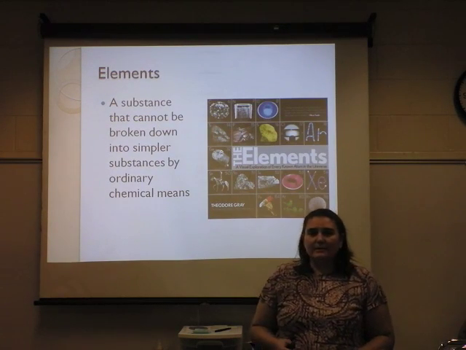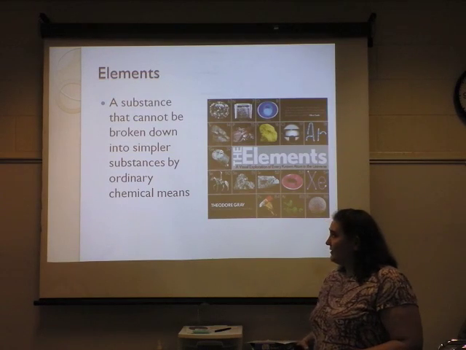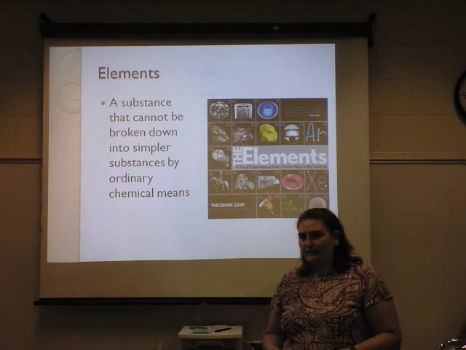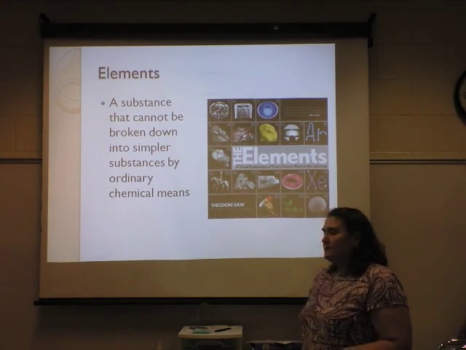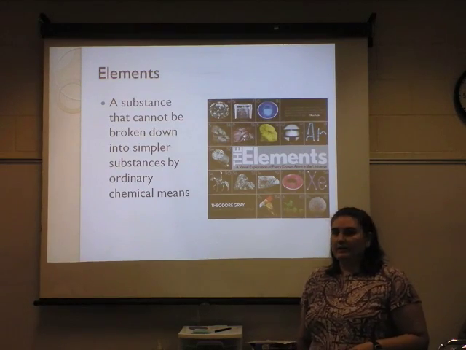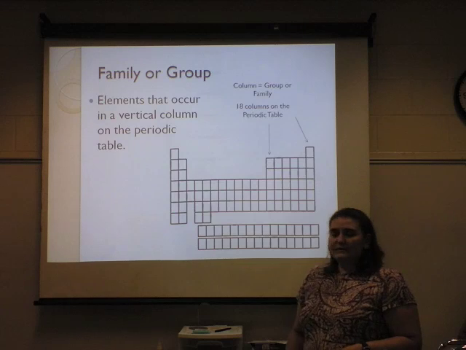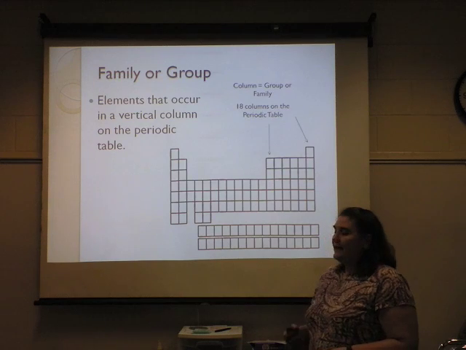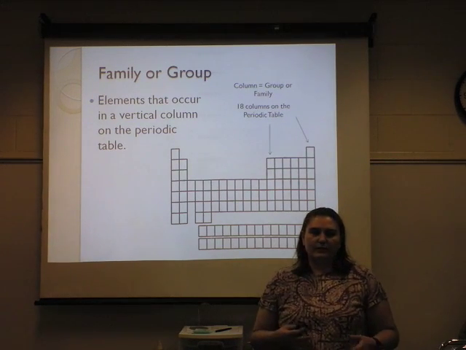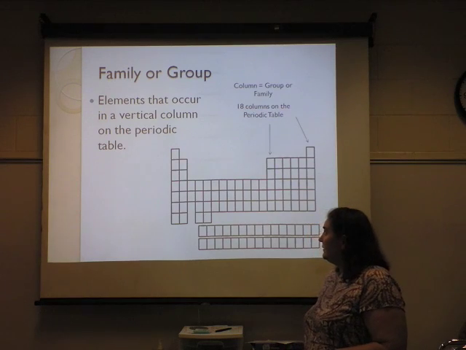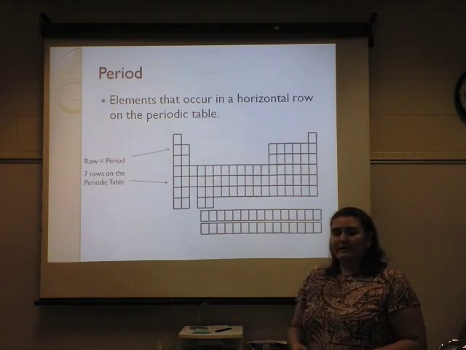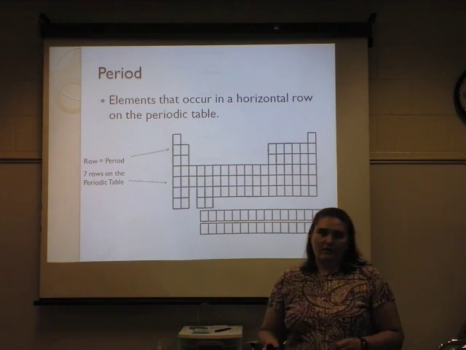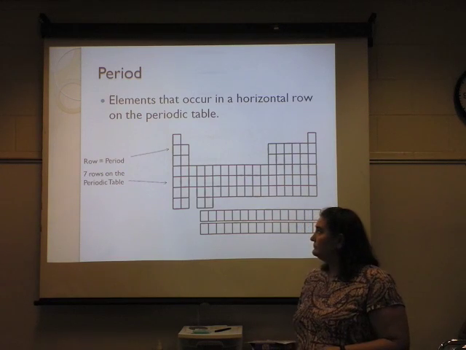So elements are any substance that cannot be broken down into any simpler substances by any ordinary chemical means. So let's start looking at how these fit into the periodic table. Families or groups. Elements are put into the periodic table by families or groups, and these are going to be the columns moving across the periodic table. They are also arranged in periods. The periods are the horizontal rows that go across the periodic table.